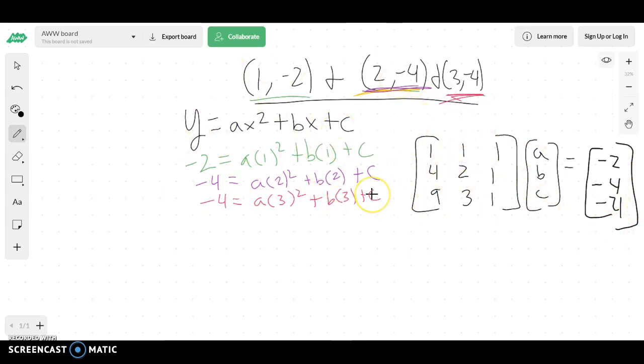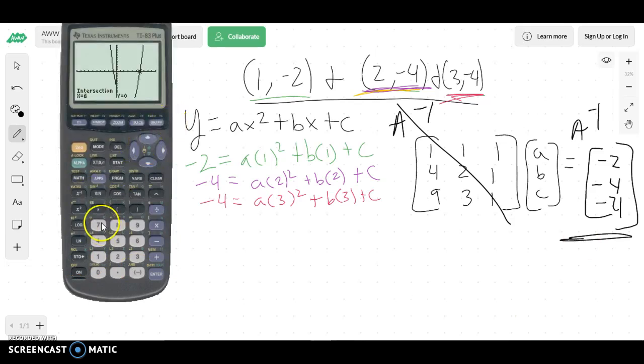Now we just think about how we would solve this. We take the inverse of both sides. That would cancel that out. And then A inverse times that would be my answer. So let's put that into our calculator.